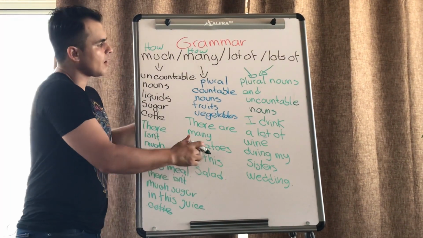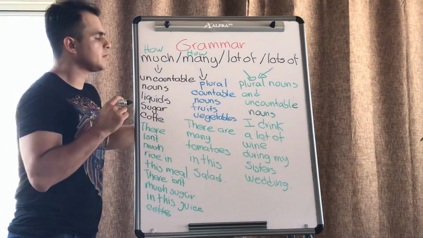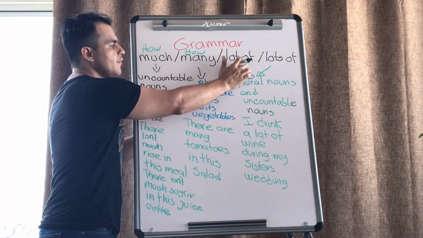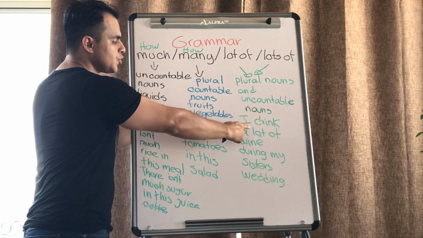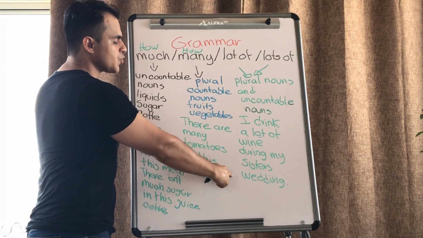Okay? We learned the first difference. Lot of, we are going to use it when we have an uncountable noun. I drank a lot of wine during my sister's wedding.